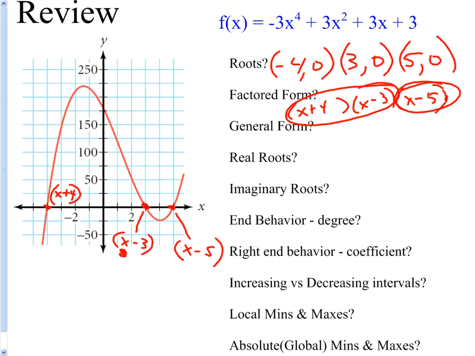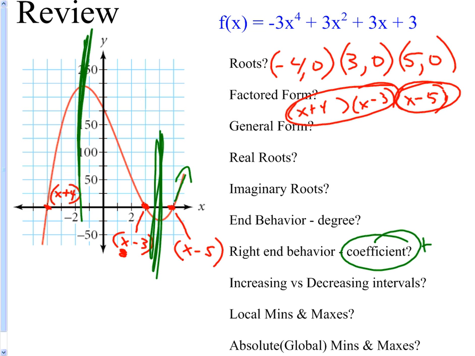Real roots. Are these real? Yes. Why? Because they are x-intercepts. They're not like imaginary ones that you can't see. All right. Next one is end behavior. It's going down on the left and up on the right. The main thing here is the up on the right, which means that the coefficient must be positive. Increasing versus decreasing interval. From here to here, generally, is it doing increasing or decreasing? It's decreasing. All right, and then let's see, local mins and maxes.